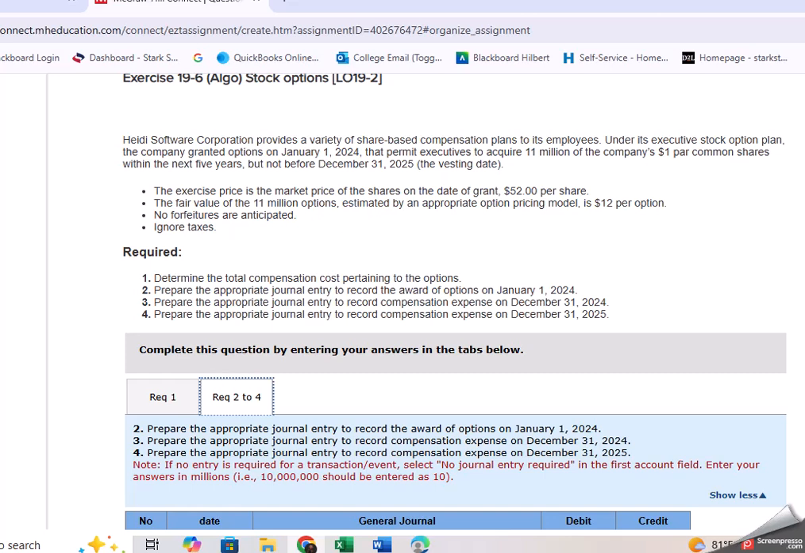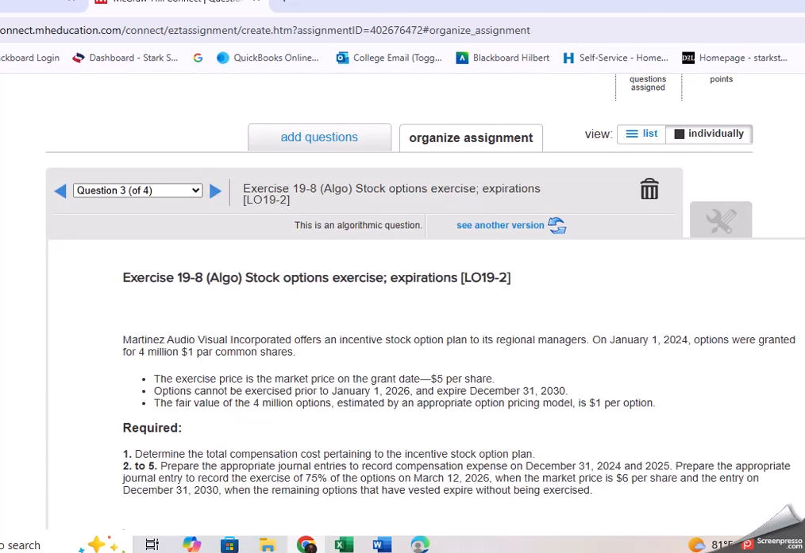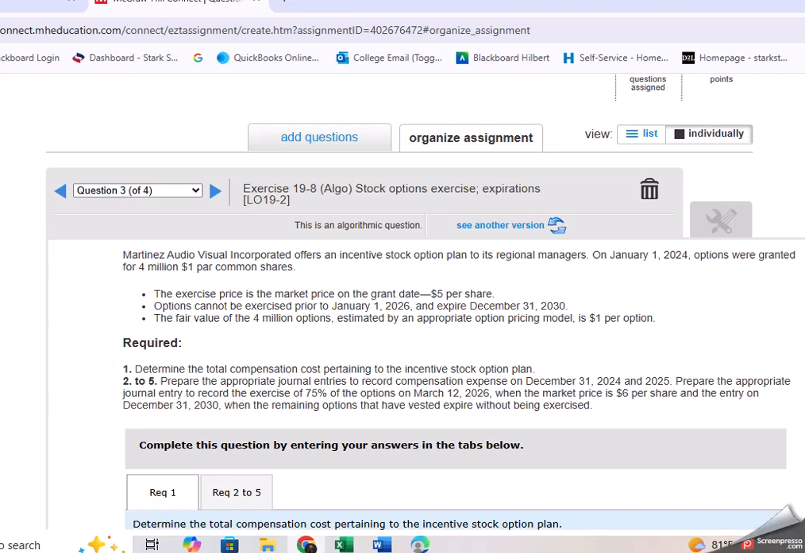Okay, then that one's a pretty easy one. Now we're going to exercise some stock options. So we've got, again, the same scenario. They are issuing an incentive stock option plan to its managers.